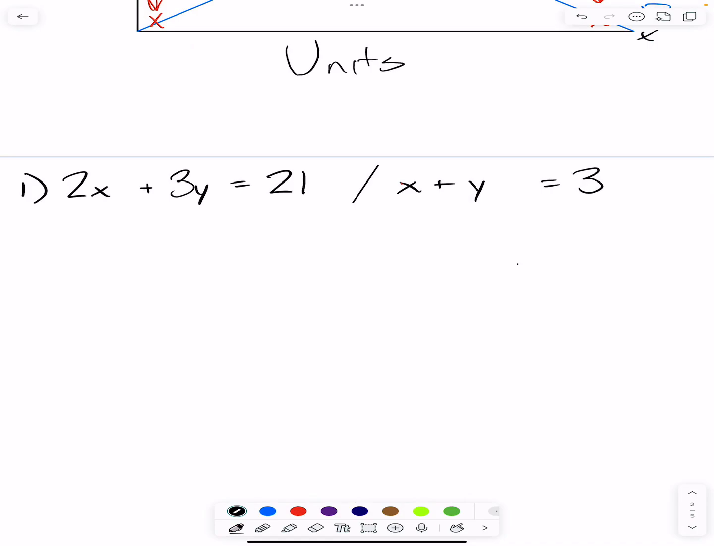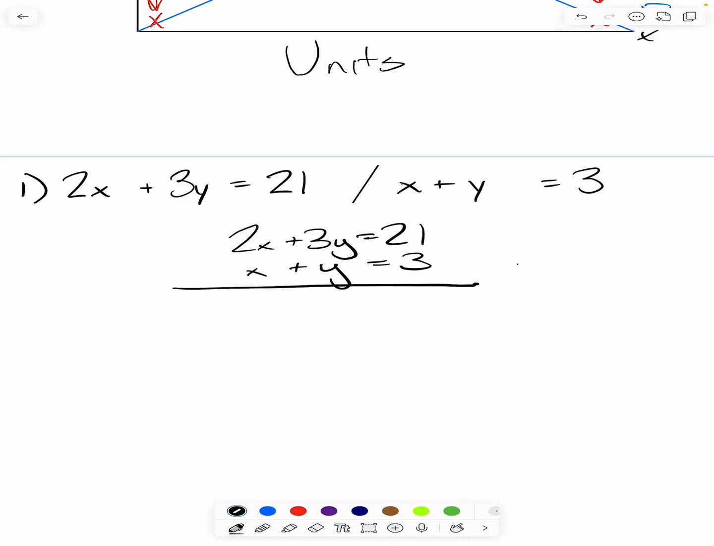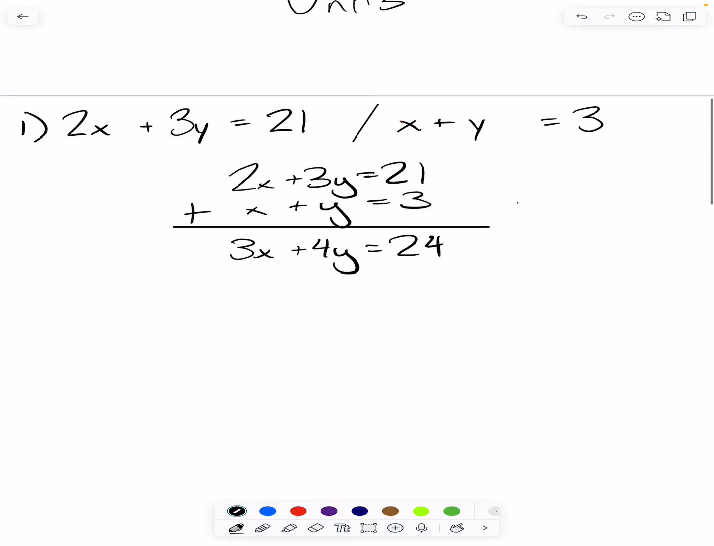Let's say I have 2x plus 3y equals 21 and x plus y equals 3. To solve this, what I would like to do is just stack them. So we have 2x plus 3y equals 21, and x plus y equals 3, and we can stack these and add them. So 2x plus x is 3x, 3y plus y is 4y, 21 plus 3 is 24. Let's solve for one of these variables. I'd say let's solve for x.